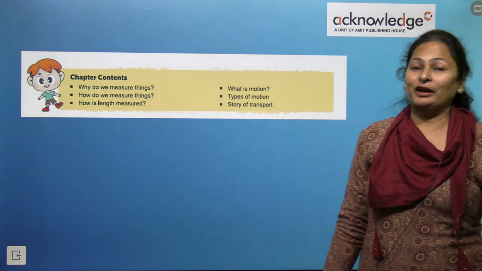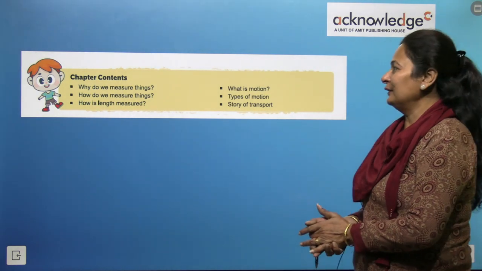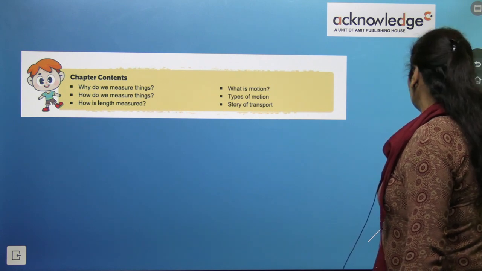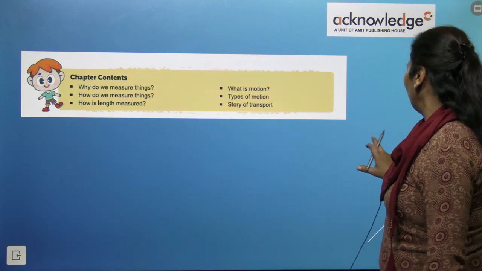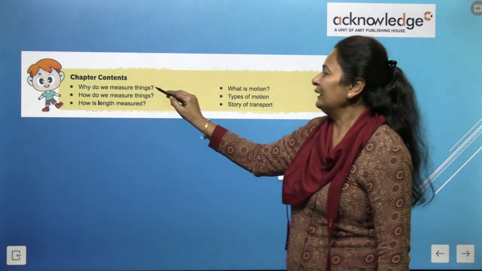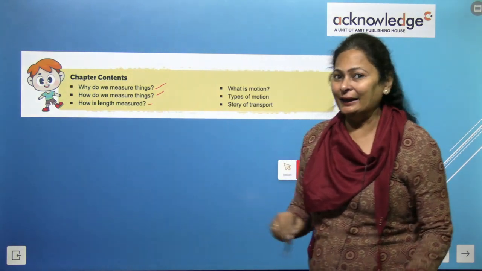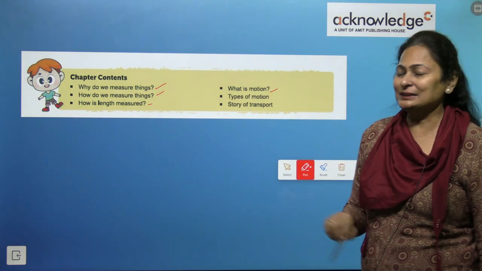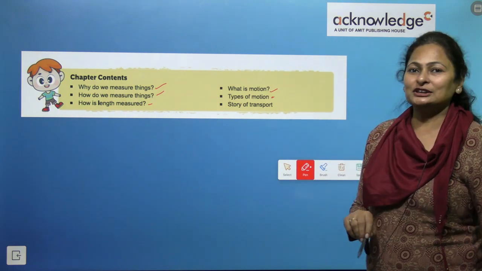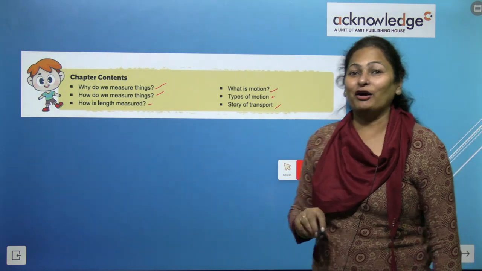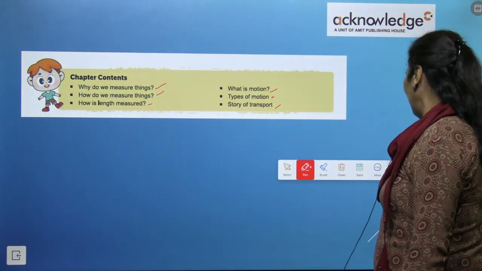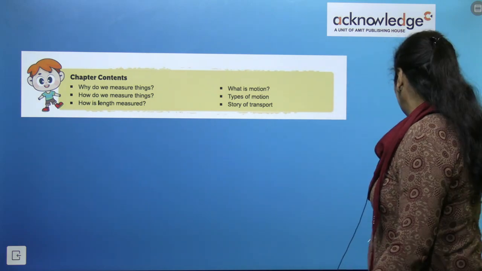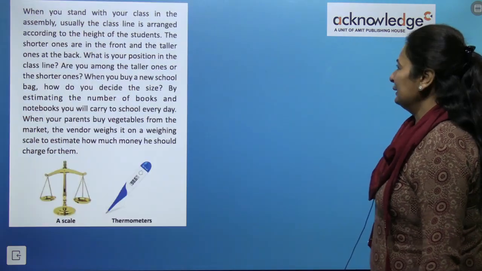So let's see what we are going to learn today in this chapter. The chapter contains: why do we measure things? How do we measure things? And how is length measured? We'll also learn about motions, the types of motions, and the story of transport. Are you all excited to learn about these things? So quickly start with the chapter, kids.